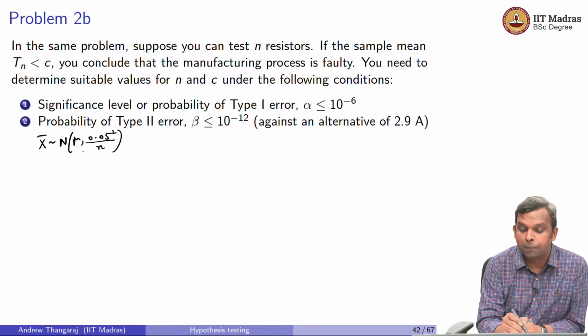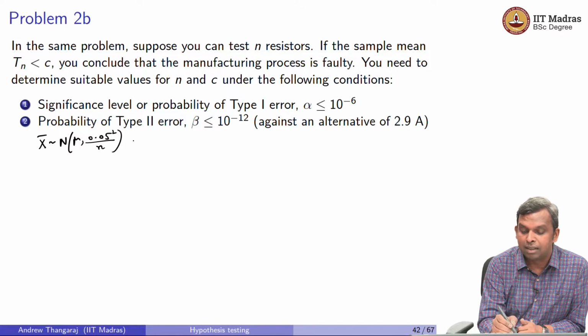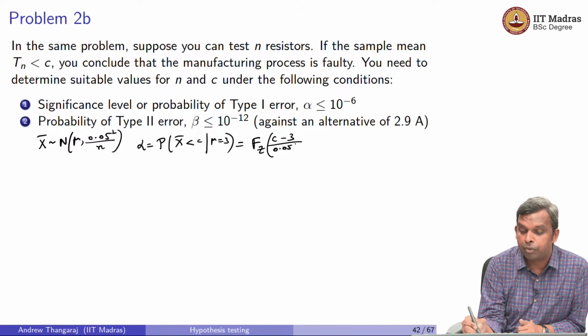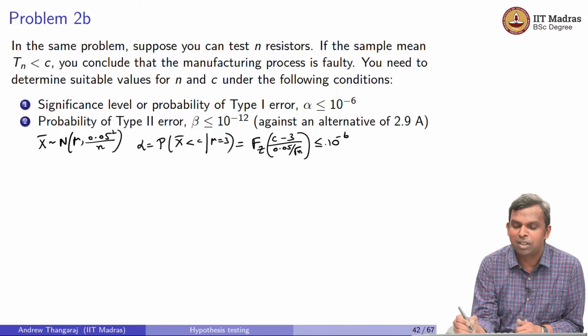Okay, so this is x bar, and then your test is always it's less than c. So alpha is the probability that x bar goes less than c given mu equals 3. Okay, so this would work out as Fc of (c minus 3) by (0.05 by square root n). Okay, so whatever n is, you will get this. So supposing I want this to be equal to 10 power minus 6, let's say, or maybe less than or equal to. Let's put less than or equal to.